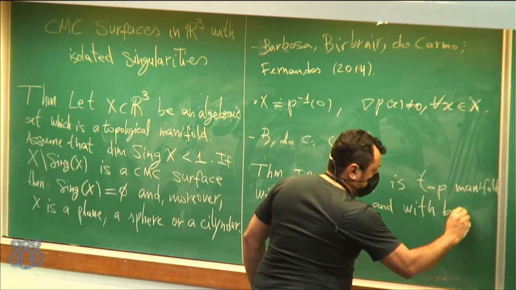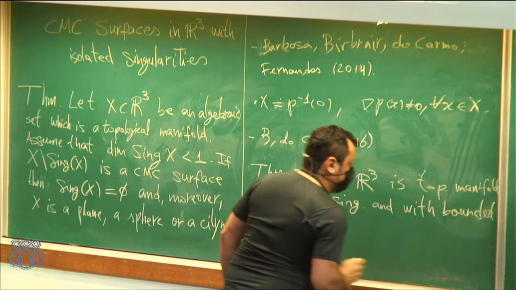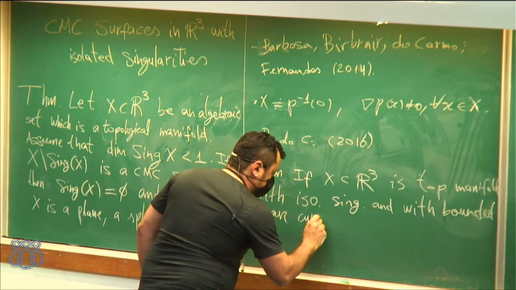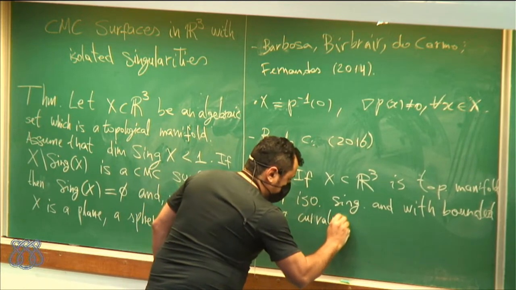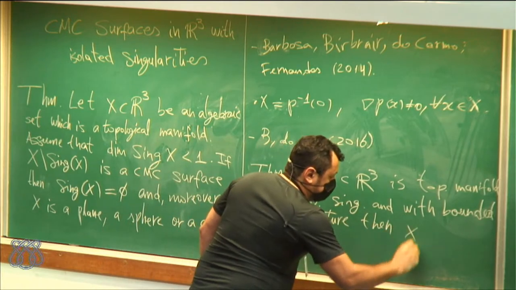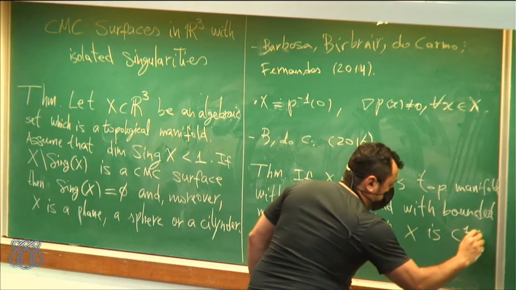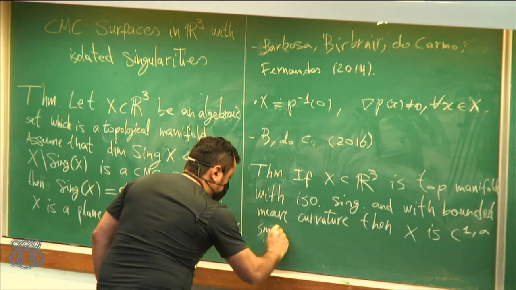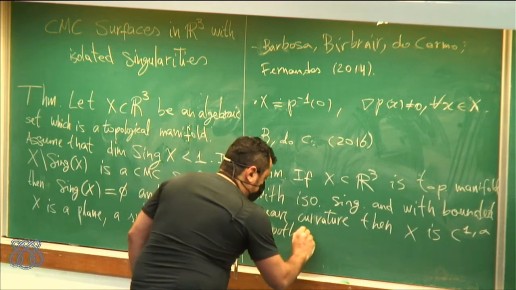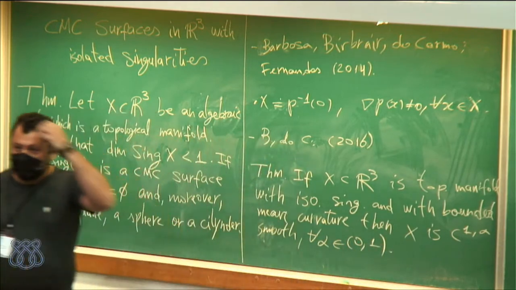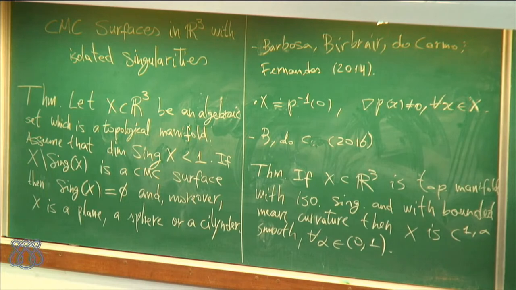Bounded. Mean pivot. Then X is C1 alpha in mu. So in alpha. That means we can find star plus one and the relative alpha here.